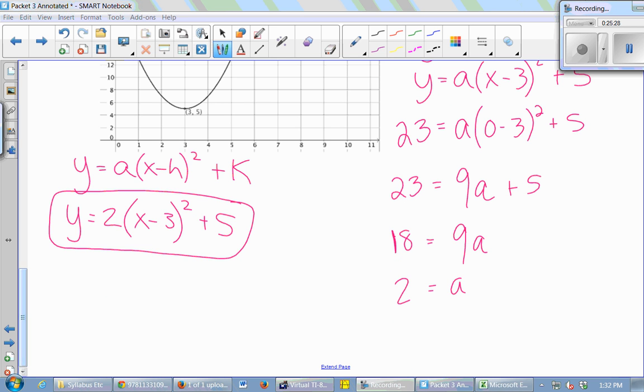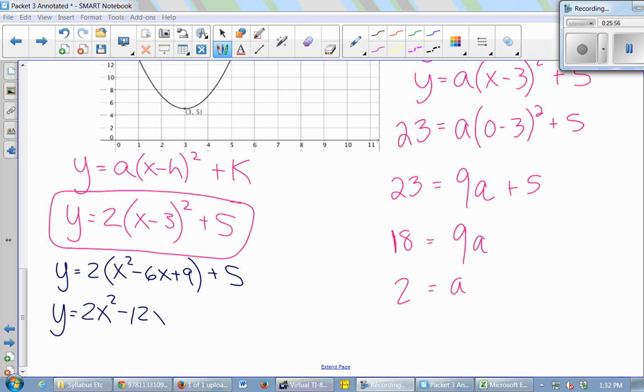Yeah, good question, Jesse. So Jesse said, could we just multiply this out and put it in the other form, the ax squared plus bx plus c? Yeah. So this would be fine if you left it like that on a quiz or a test, or you could multiply it out. X minus 3 squared is x squared minus 6x plus 9 plus 5. Distribute your 2, and I get 2x squared minus 12x plus 18, and then I still have plus 5, so I have plus 23.